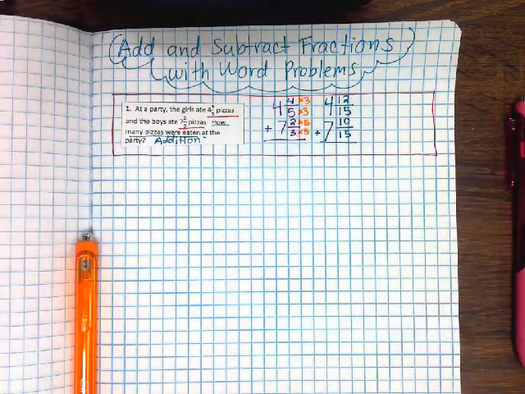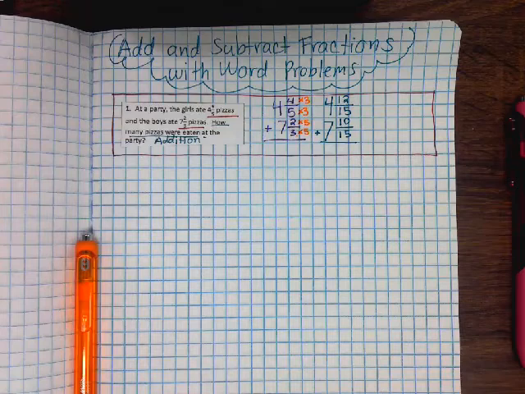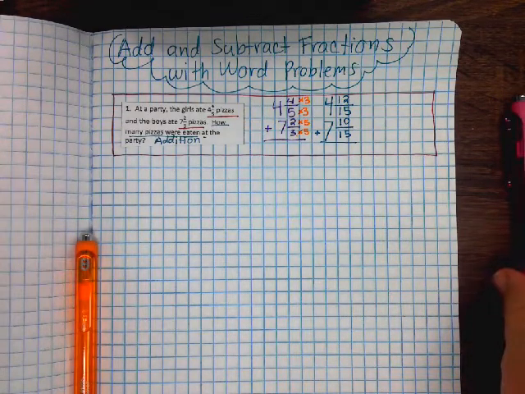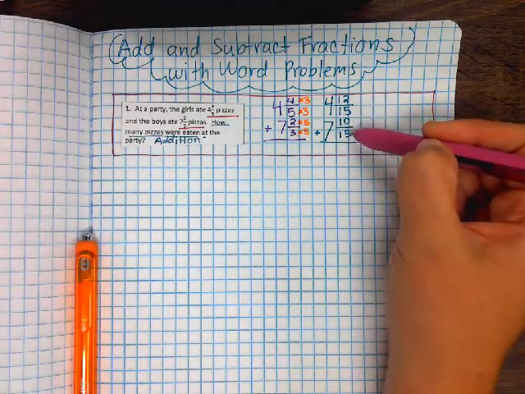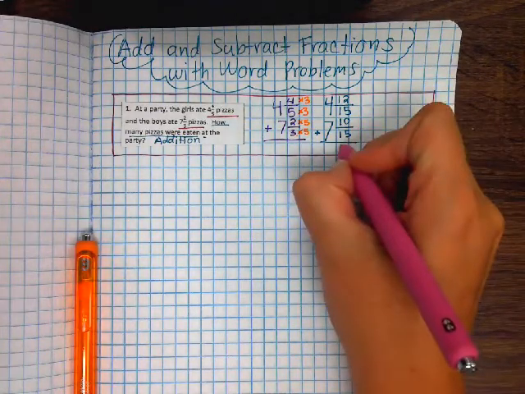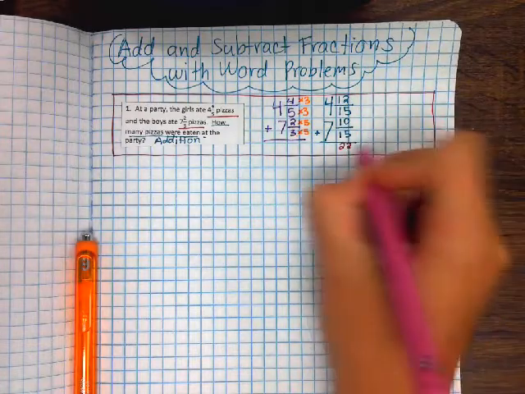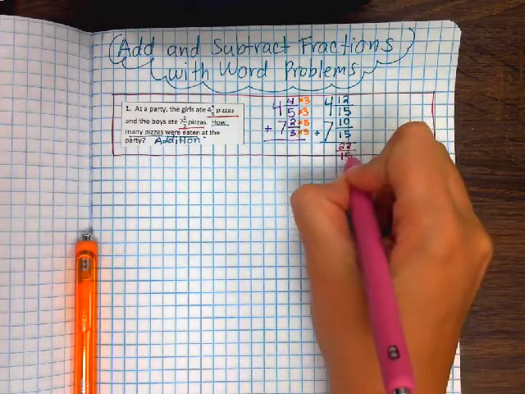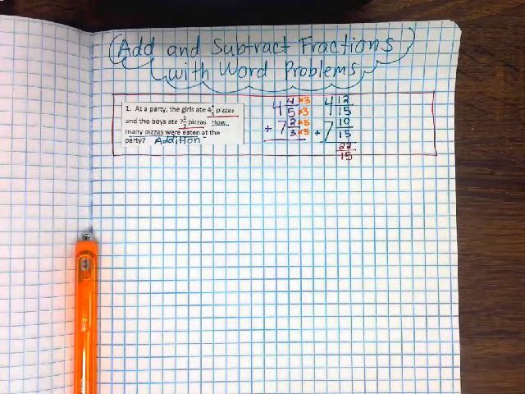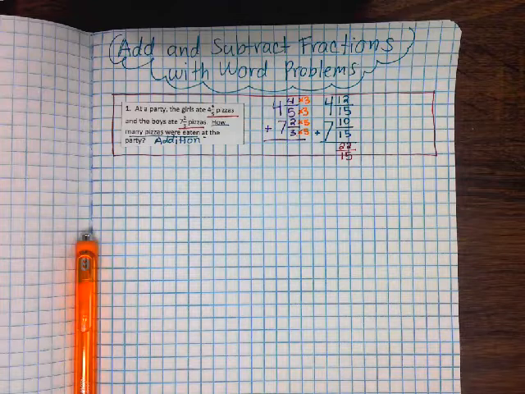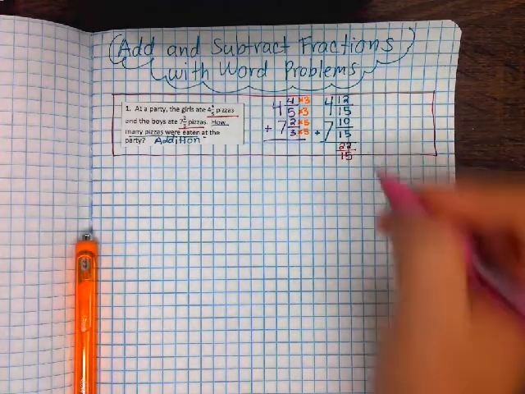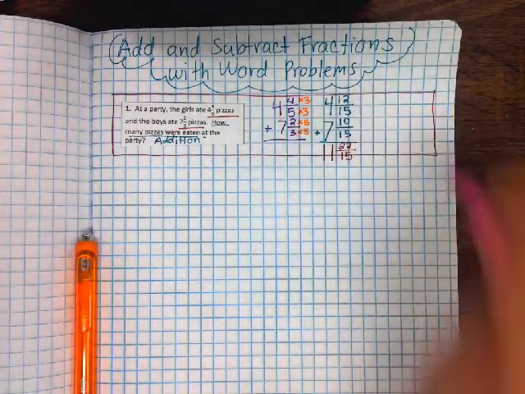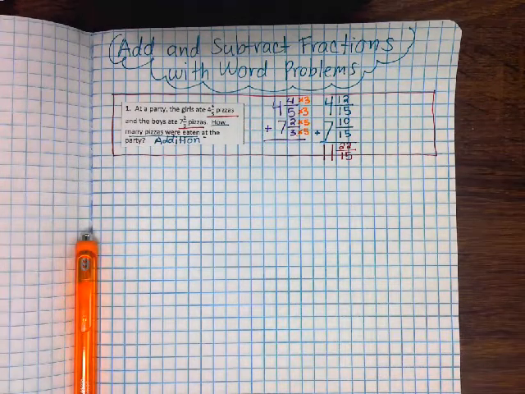Now that I have common denominators, I am able to just add. So, what is 12 plus 10? We just add straight up and down. 12 plus 10, that is 22. I leave my denominator the same. So 22 over 15. We don't add our denominators, remember. And then 4 plus 7 is 11.